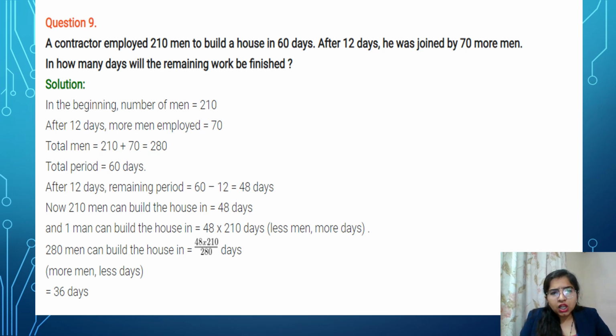What's the question? A contractor employed 210 men to build a house in 60 days. After 12 days, he was joined by 70 more men. In how many days will the remaining work be finished? Okay, in the beginning, the number of men was 210. After 12 days, the number of men more employed was 70. So total men will be 280. You have to add them. So the total period is 60 days.